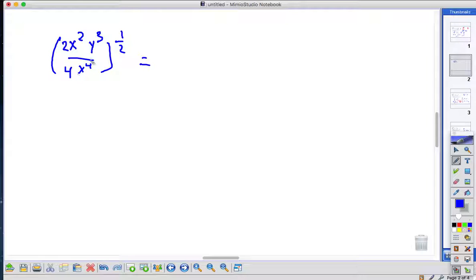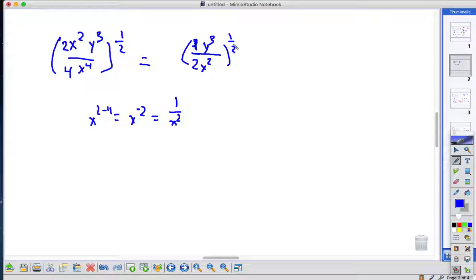So first thing I generally like to do is reduce anything inside just because it makes it simpler. First off, if I see a 2 over 4, I'm going to reduce that to 1/2. And I see x squared to x to the 4th, so that would be x to the 2 minus 4, which is x to the negative 2. And since it's negative, it's going to go in the denominator as x to the positive 2. And then I got y to the 3rd. There's no match with it, so it's going to stay y to the 3rd. Since I have something in the numerator, I no longer need this 1. And this is still to the 1/2 power.